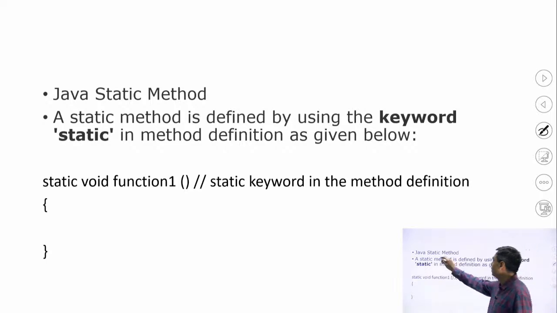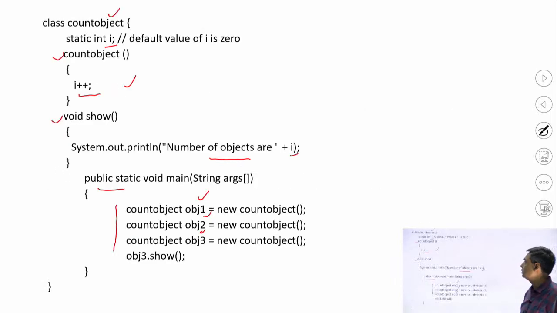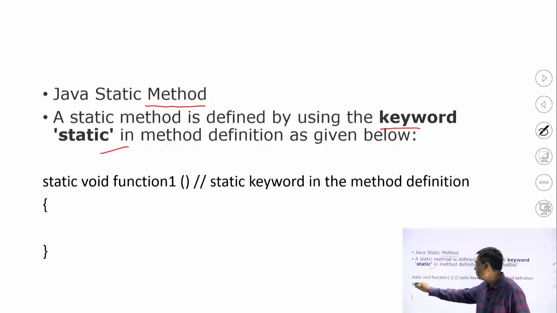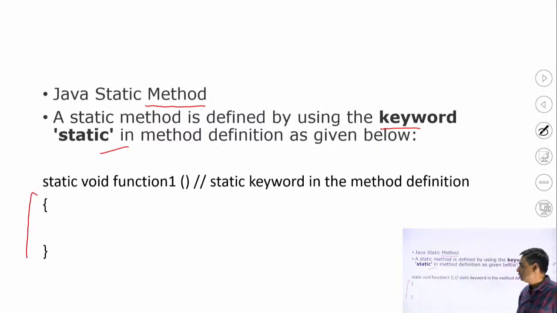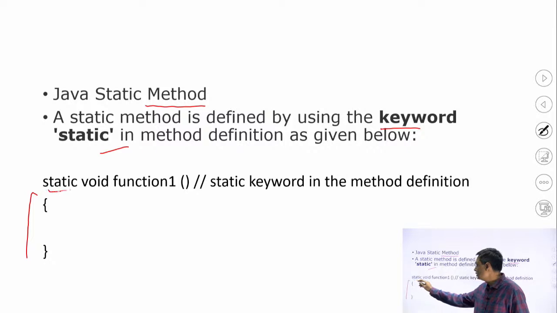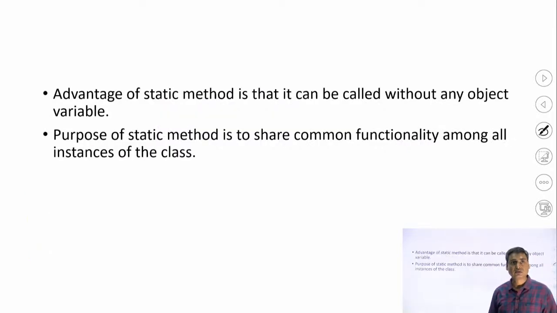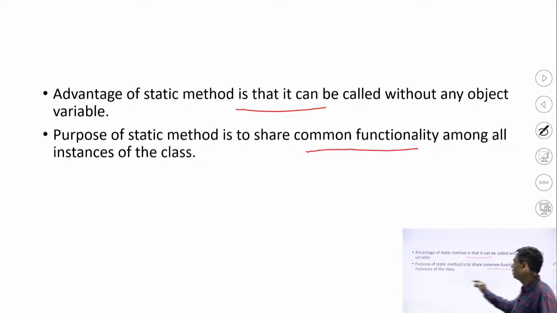Next is static method. I discussed static variable, now static method. A static method is defined using the keyword static. This is an example of a static method. Before the method we use the static keyword. The advantage of a static method is that it can be called without any object variable. The purpose of a static method is to share common functionality among all the instances of the class.